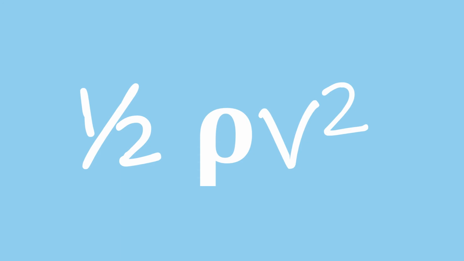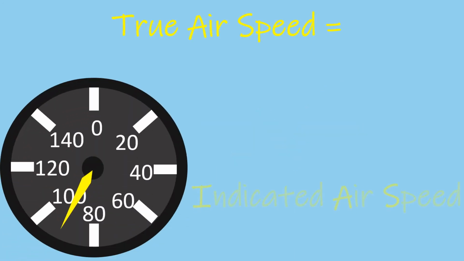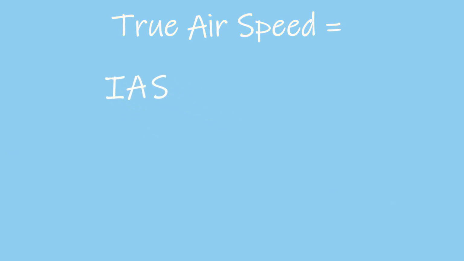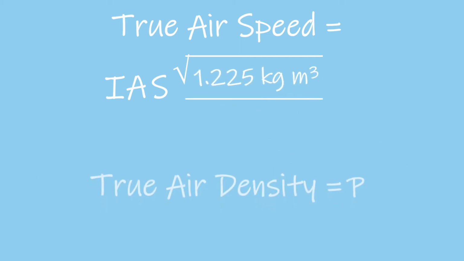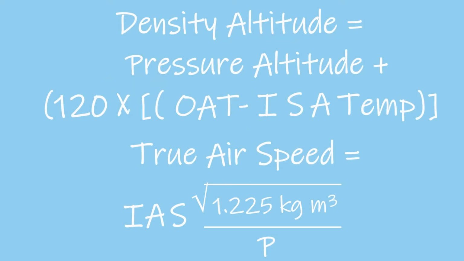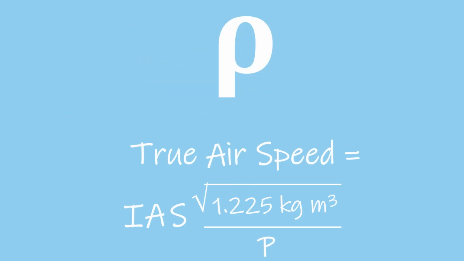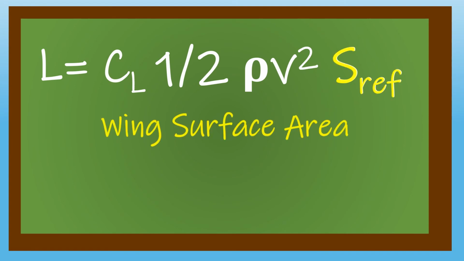Next, you will need to find your velocity, or true air speed. True air speed equals indicated air speed times the square root of air density at sea level, which is 1.225 kilograms per cubic meter, divided by the true air density, or rho. This will give you your true air speed. Now that you have your rho, or air density, and your velocity, or true air speed, you can calculate your plane's dynamic energy.